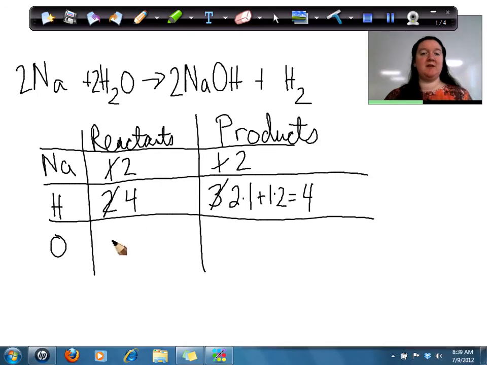Now we need to look at the number of oxygens. On this side, we have 2 oxygens, because you have the 2 in front of this times the 1 oxygen. And then on the product side, we have 2 in front of this and 1 inside. So that's going to give us 2 on that side. So now we have it balanced, because we have 2 sodiums on both sides, we have 4 hydrogens on both sides, and we have 2 oxygens on both sides.